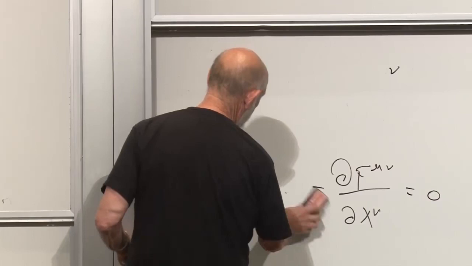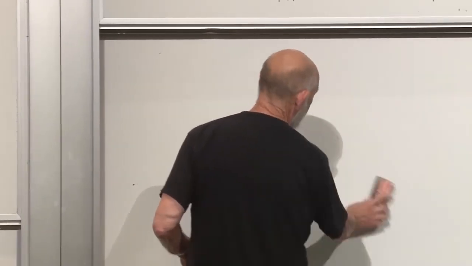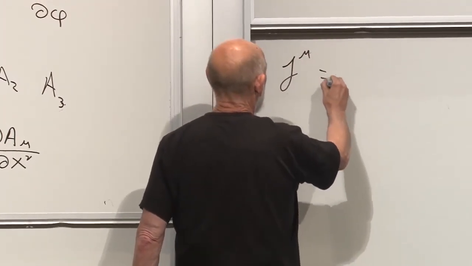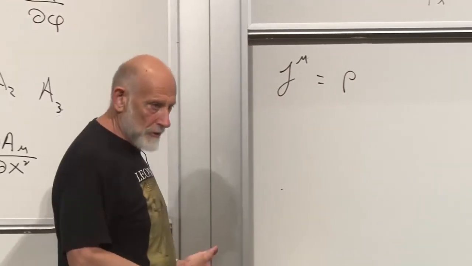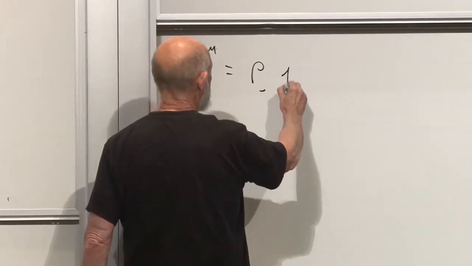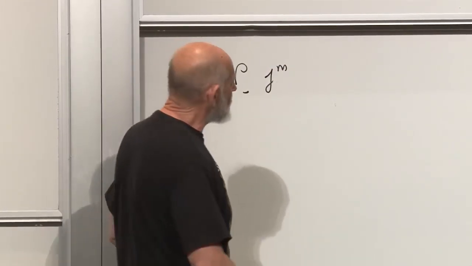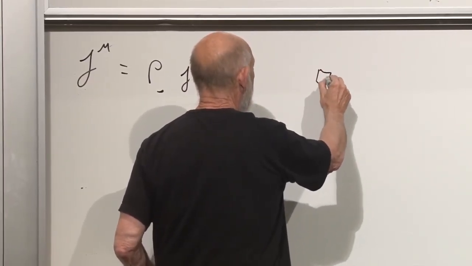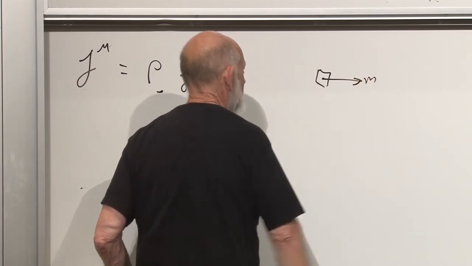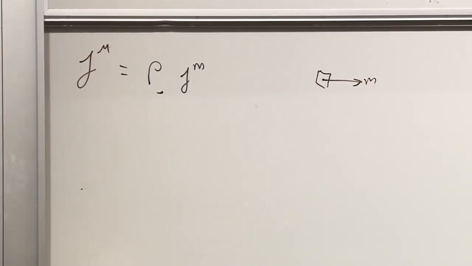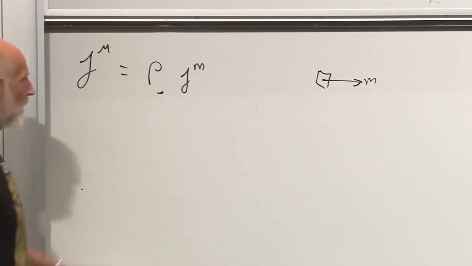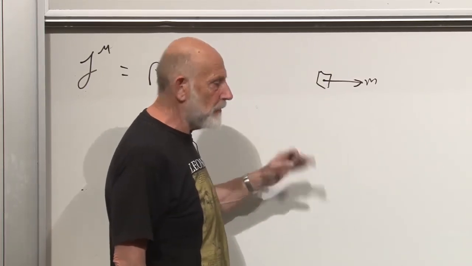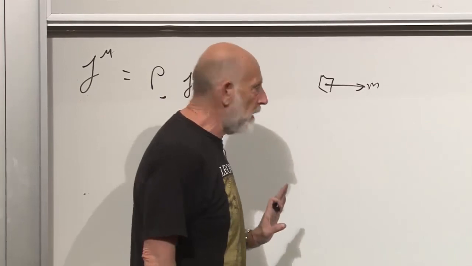So let's go back and recall the principles of charge conservation first, before we do anything else. We have 4 components, J mu, which equal the time component, which is charge density, and the space components. And remember what the space components are. The space components are the charge per unit area per unit time passing through a little window oriented along the m-axis, or perpendicular to it.